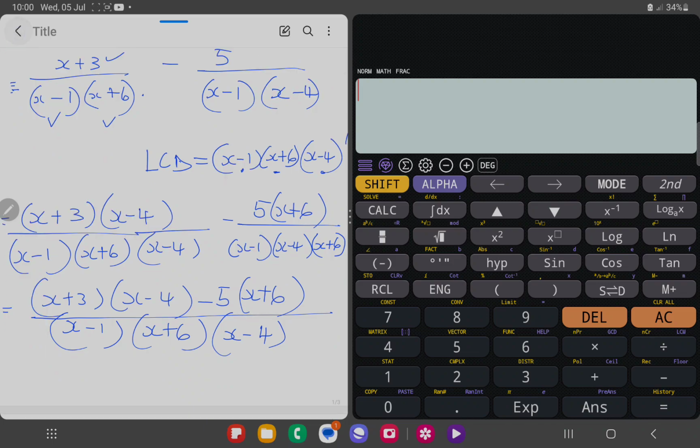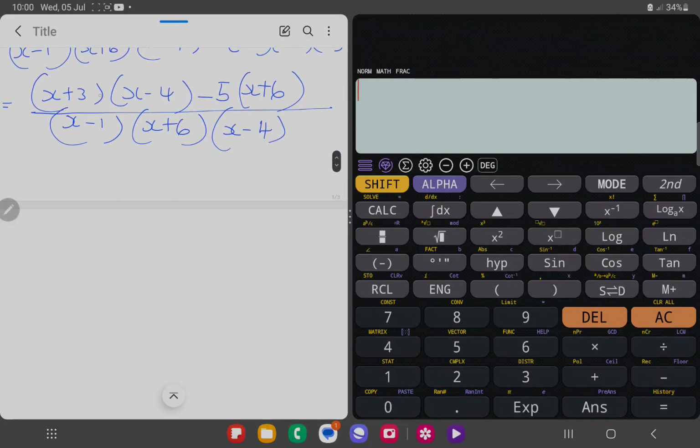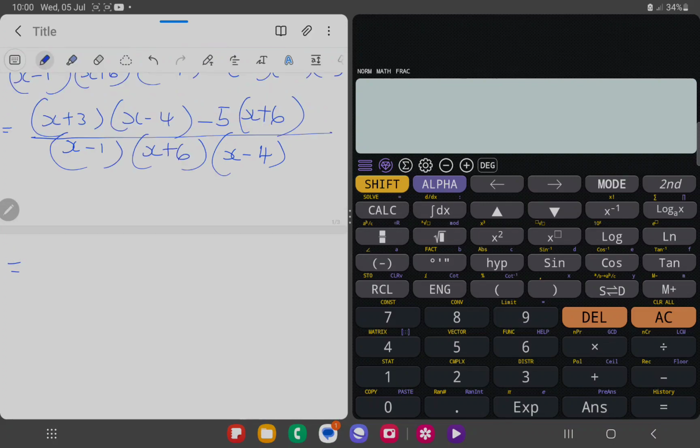Now let's move to the next page. We're going to multiply out these brackets. X times x is x squared. X times negative 4 is negative 4x. 3 times x is positive 3x. 3 times negative 4 is negative 12. Then minus 5 times x is minus 5x. Minus 5 times positive 6 is negative 30.